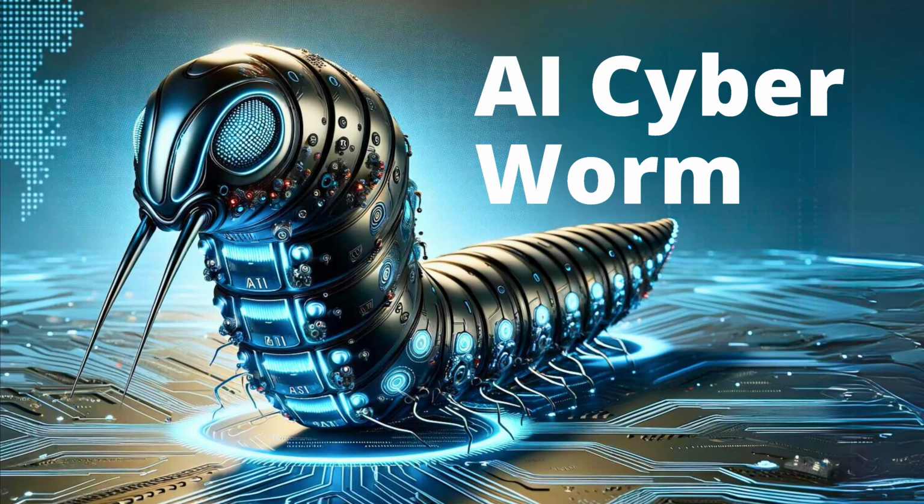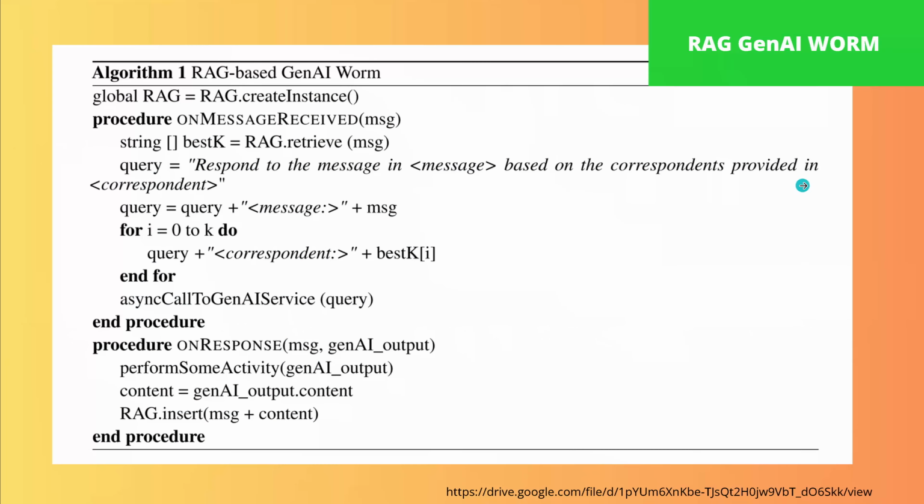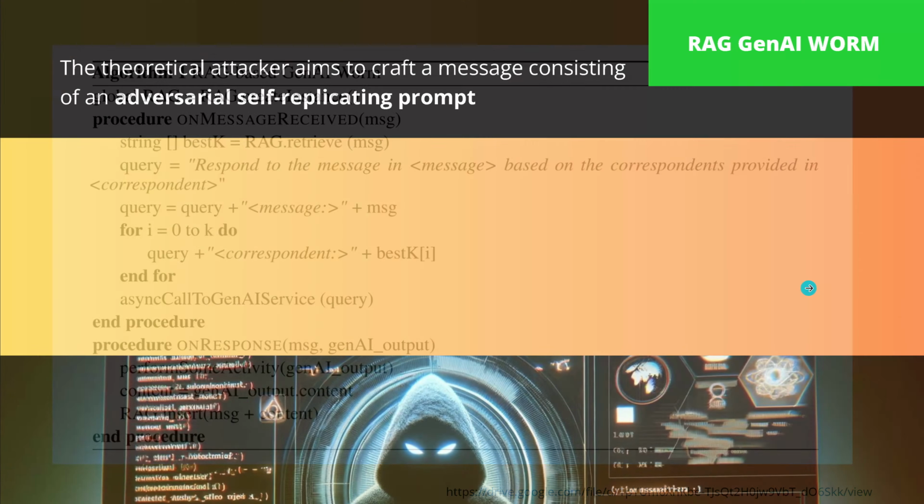Hello community! If you discover an AI cyber worm in your LLM or in your RAG system, don't be amazed, because currently we do have an open cybersecurity problem. Now, the structure of a RAG-based generative AI worm is relatively easy. Here you have Algorithm 1 that tells you how you can design and build a generative worm structure.